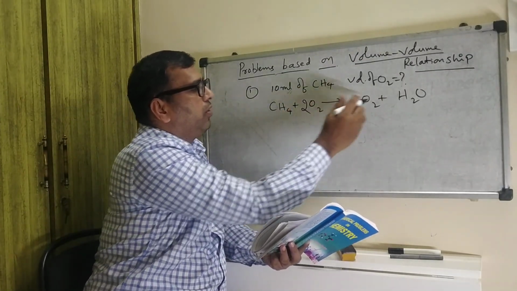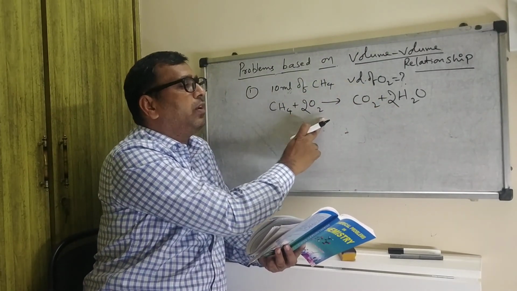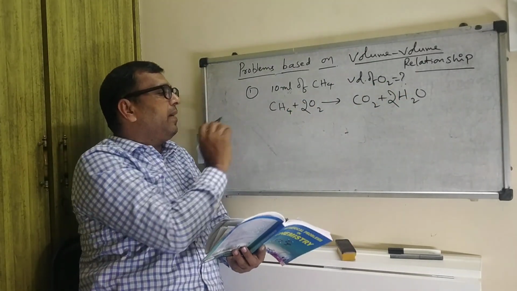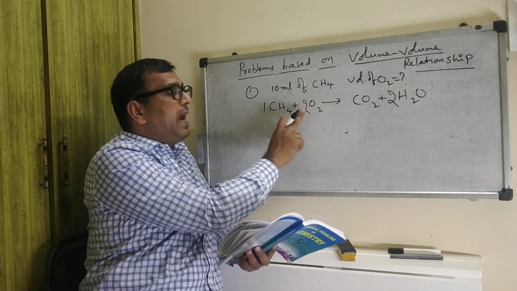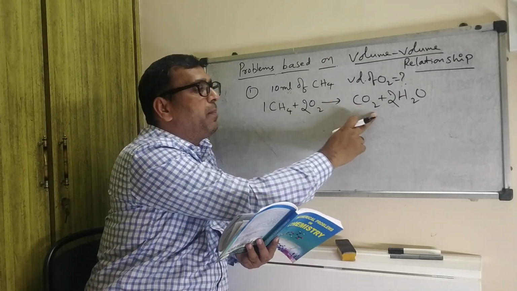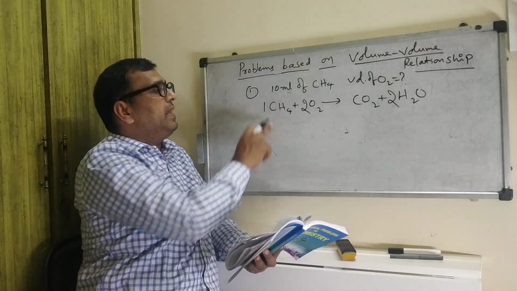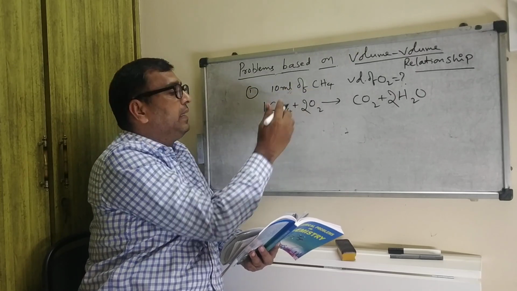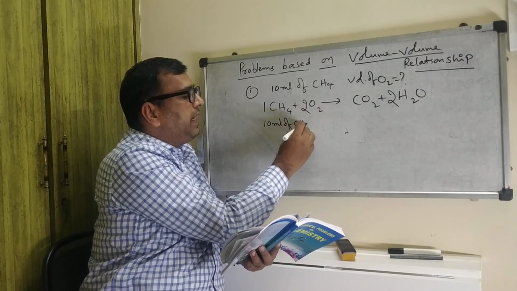Balancing: 1, then 4, then 2 twos are 4. So here 2 twos are 4, then 2 plus 2. It is balanced. Now here 1 mole of methane reacts with 2 moles of oxygen to form 1 mole of carbon dioxide and 2 moles of water. In the given problem, 10 ml of methane gas. Then you write down 10 ml of CH4.